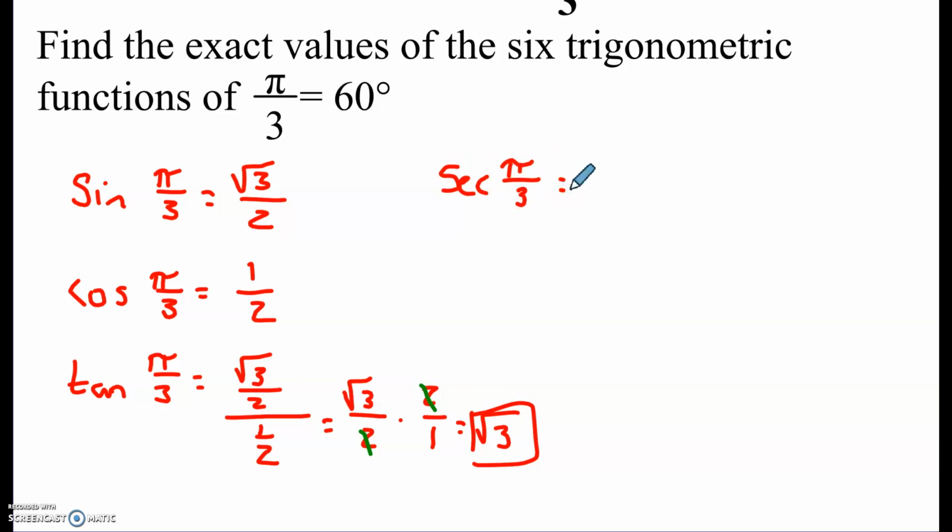Secant of pi over 3 is 1 over x, or 1 over cosine. Again, using the definition of division by a fraction, we multiply by its reciprocal. We get 2.